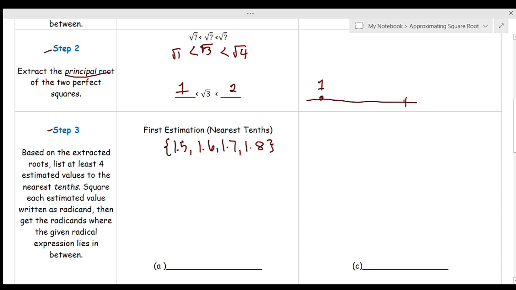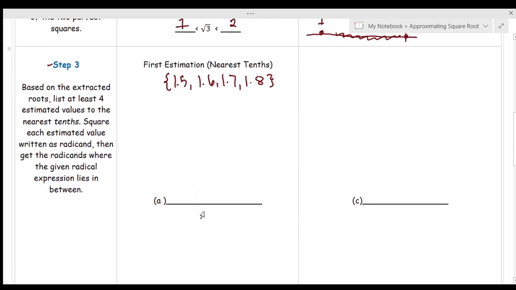At ito yung 2 sa number line. At yung square root of 3 is nandito sa gitna. At hindi natin alam kung ano yung nandito. So kukunin natin yan. So 1.5. The first estimated value is this one. So anong gagawin natin? Ilalagay natin yung 1.5 sa loob ng radicand.